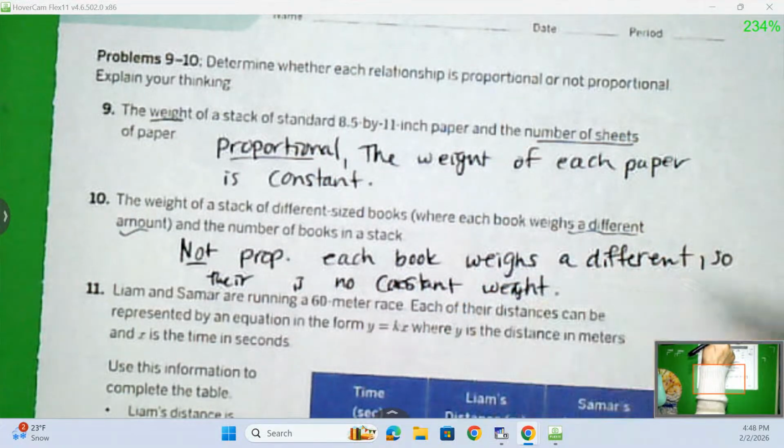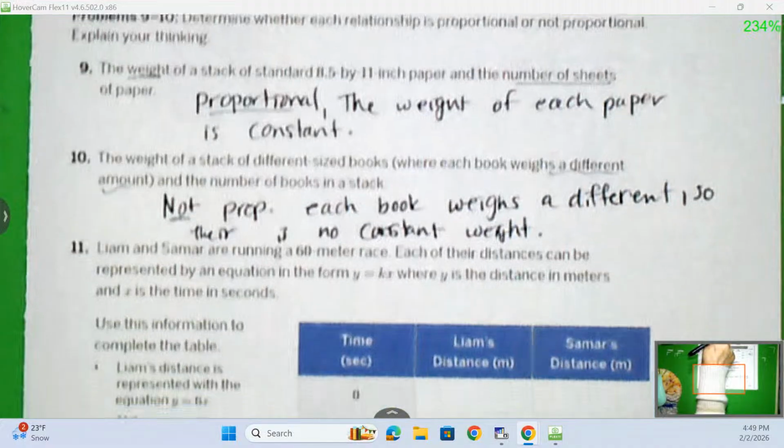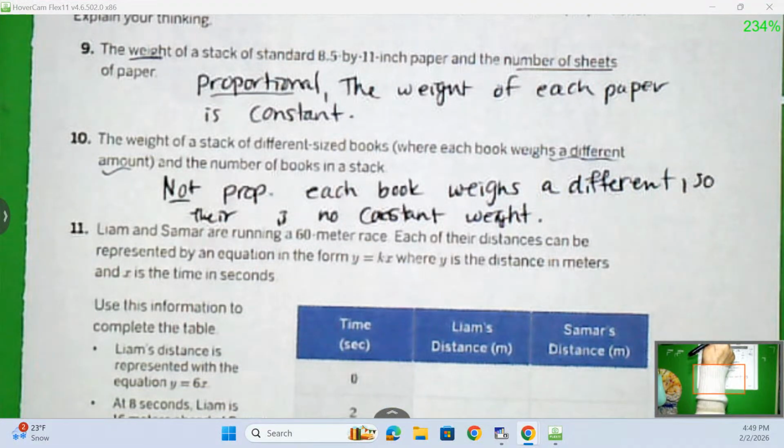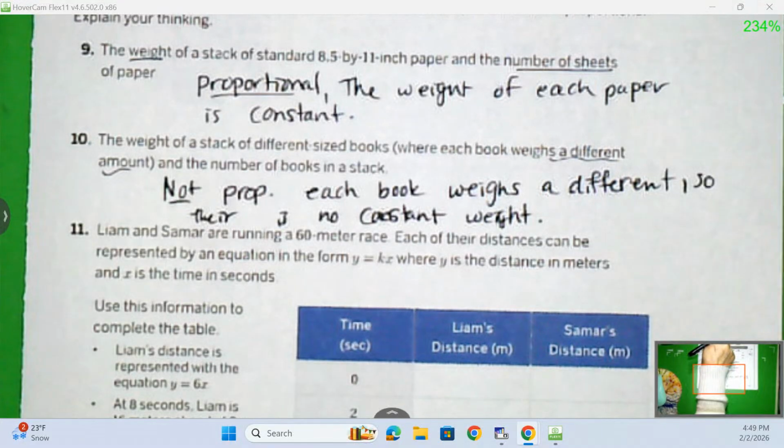Okay, if you're dealing with different sizes, they're all going to weigh differently. And that would not be constant. You couldn't do like, 3 books would be this weight, 4 books would be that weight. You really can't tell. It's not going to be proportional.